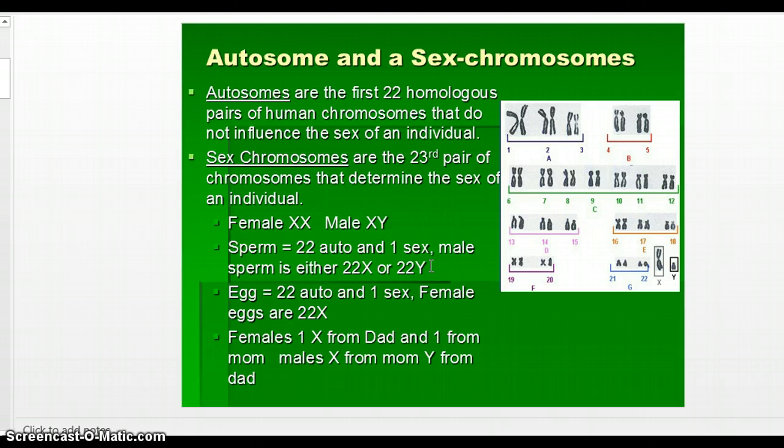And then that will hook up with an egg to make the proper 44 autosomal and either XX or 44XY. In the egg, there's 22 autosomal and 1 sex chromosome. So for females, the eggs are 22X. Okay, so for a female, you get 1 X from dad and you get 1 X from mom. And if you're male, you get your X from your mom and your Y from your dad.